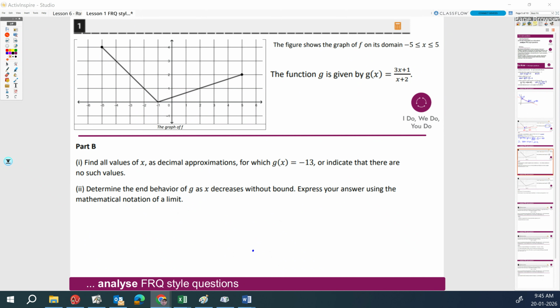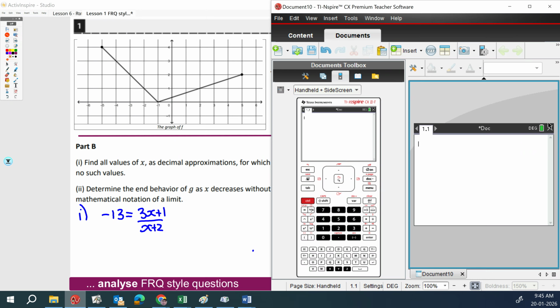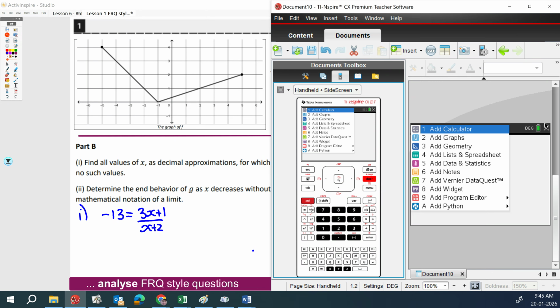Okay, so for part I, we are expected to show our working. So we have -13 is equal to 3x plus 1 over x plus 2. Let's start off by finding the answer. We have to algebraically show it. You just want to find the answer so you don't get it wrong. So what I'm going to do on this one is show you a couple of quick techniques on our calculator. Watch me. I'm showing you how to use the calculator.